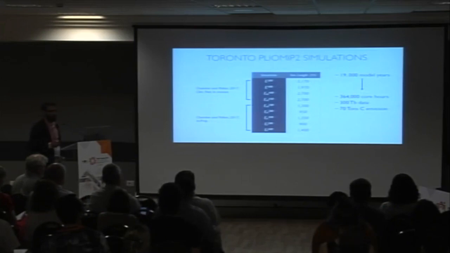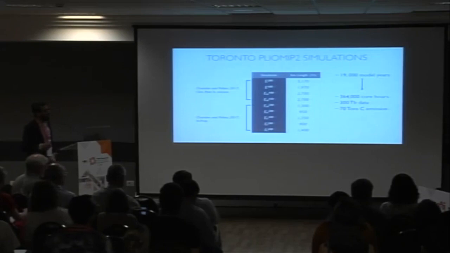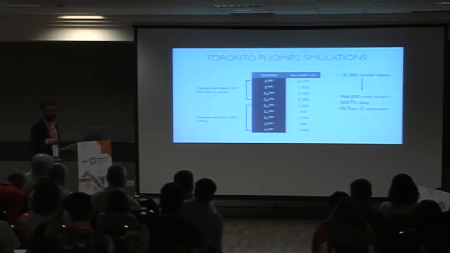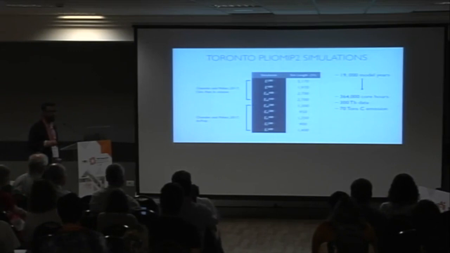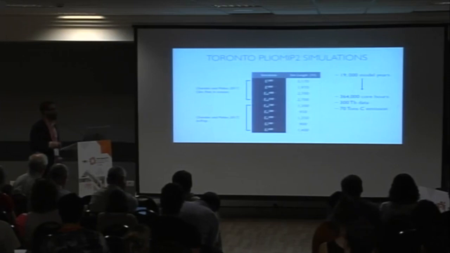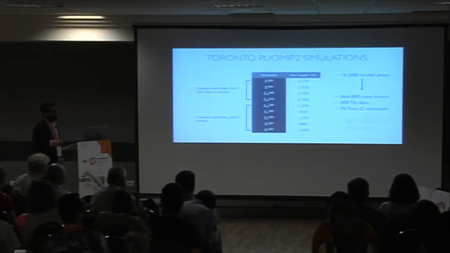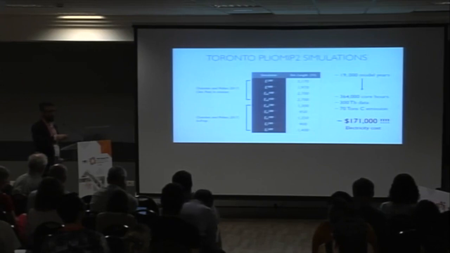An irony of simulating climate change for saving the climate is that they produce a lot of CO2 because they consume electricity. In Ontario, we are fortunate that 85% of our electricity comes from nuclear and hydro, so this is only 70 tons of carbon emissions, but that's still about 80 round transatlantic flights. And this could easily be much higher if you're in a different region. But speaking of electricity, this has cost us about $171,000 in electricity costs in Toronto. So this is our contribution to PlyMap2. That's like one Porsche 911 turbo. That's a very good car.